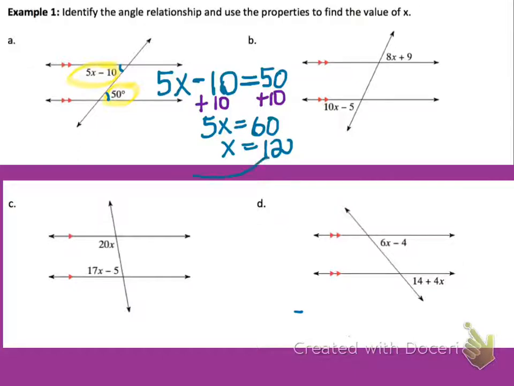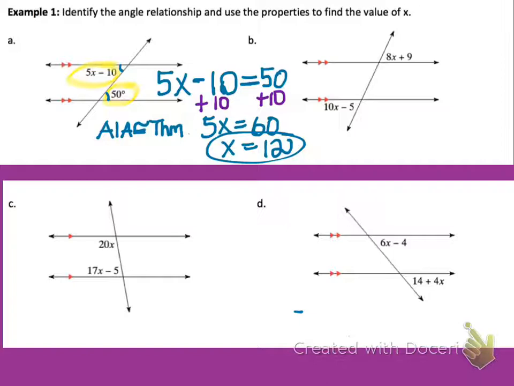If I wanted to, I could take 12 and plug it back in here, and then I'd be able to show for sure that that measure is 50 degrees, because 5 times 12 is 60 minus 10 is 50 degrees. But all they asked for here is to tell what the value of x was, and there it is. X is 12. And again, we're applying the AIA congruence theorem. So we want to state the property. It says to identify the angle relationship and use the property. The angle relationship is they're equal, the property is the AIA congruence theorem, and x is 12.